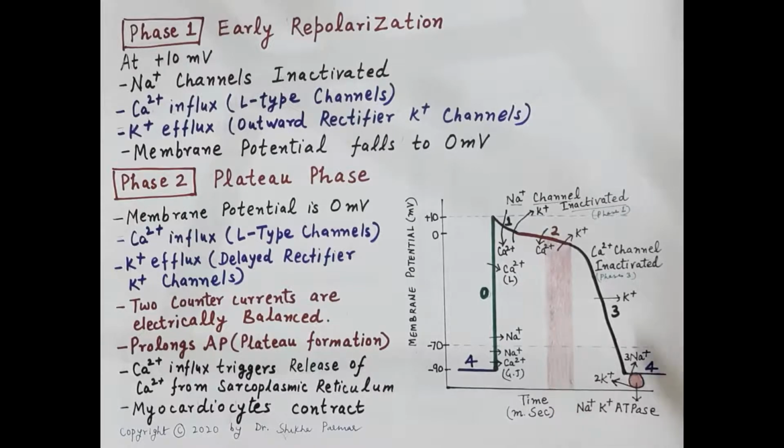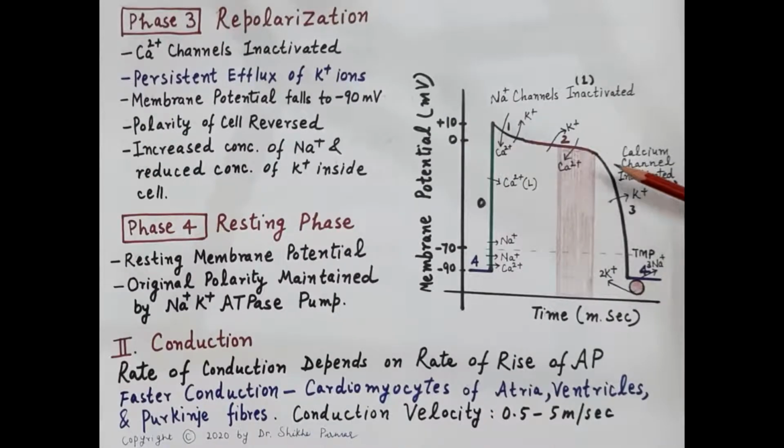Now, phase 2 is followed by phase 3. In this figure, phase 3 is shown here by the black color. Phase 3 is the repolarization phase. During phase 3, there is inactivation of calcium channels, so there is no movement of calcium ions, and there is persistent outward movement of potassium ions. That means there is persistent leakage of potassium ions outside the cell, and because of the loss of these potassium ions, the membrane potential falls to minus 90 millivolts.